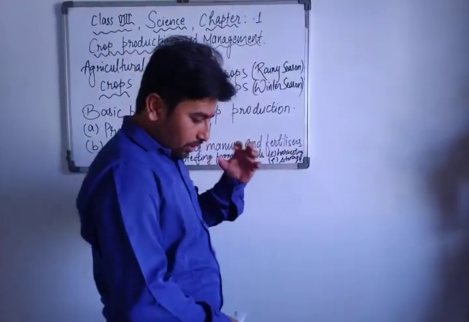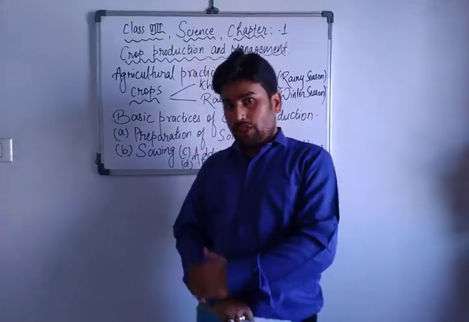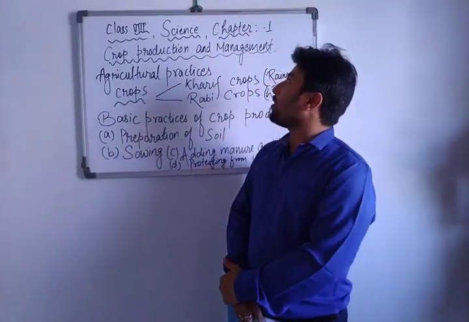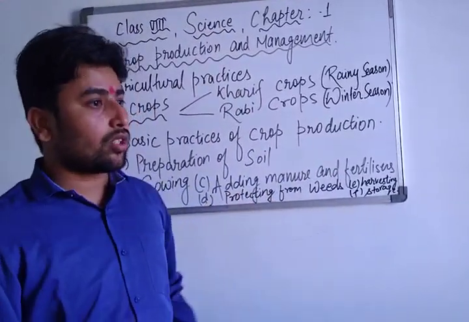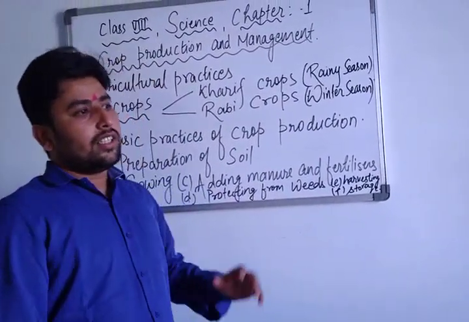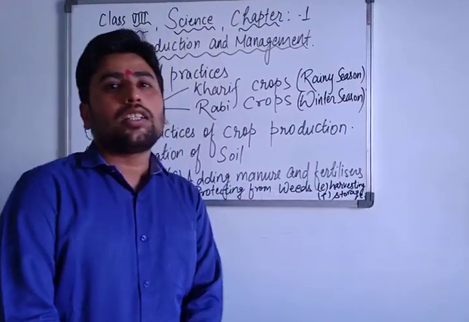To understand any chapter, we must have a concept about the name of the chapter. Here it is written Crop Production and Management. What is a crop? If anybody asks you, a crop means any plant that is grown on a large scale in agriculture.